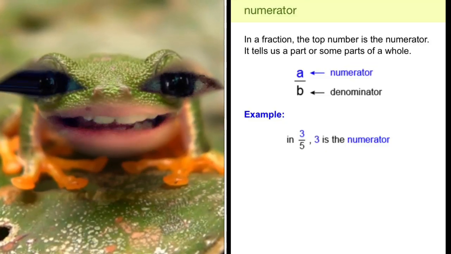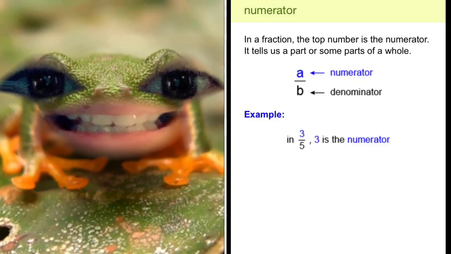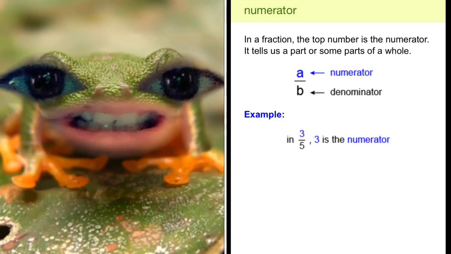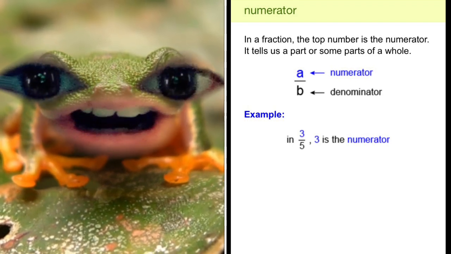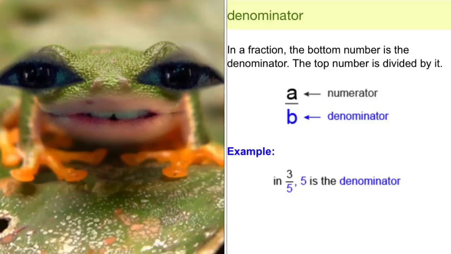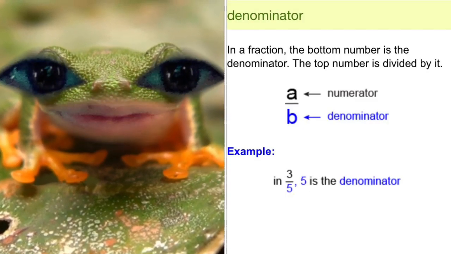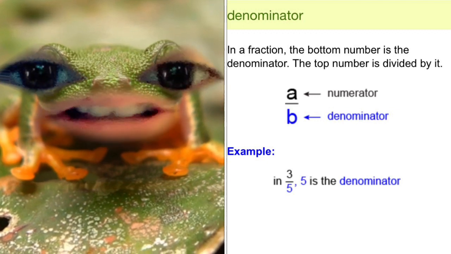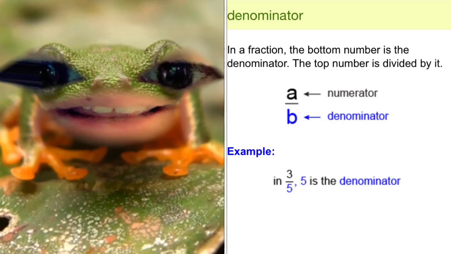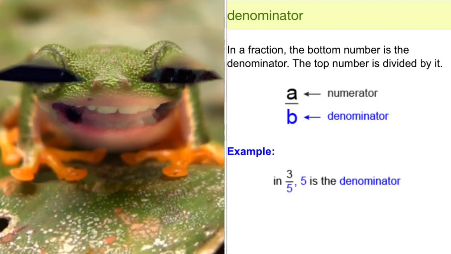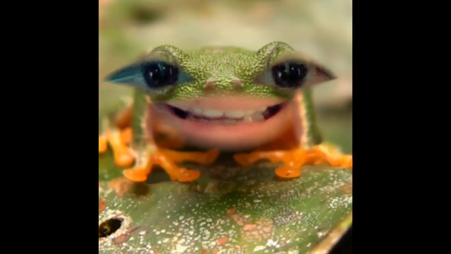The first vocabulary word is numerator. This is the top number in a fraction. This tells how many parts are available in the whole. The next vocabulary word is the denominator. This is the bottom number in a fraction. This number also tells us how many parts are in the entire whole, and the numerator is divided by it.